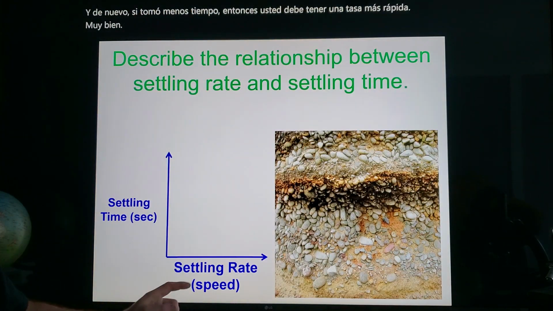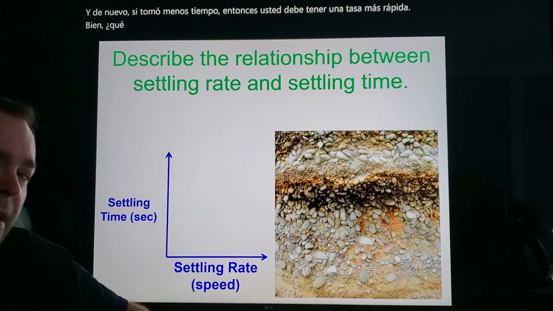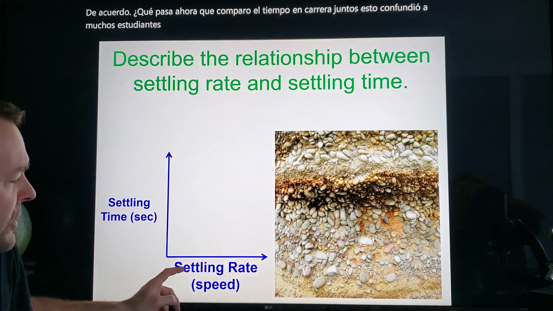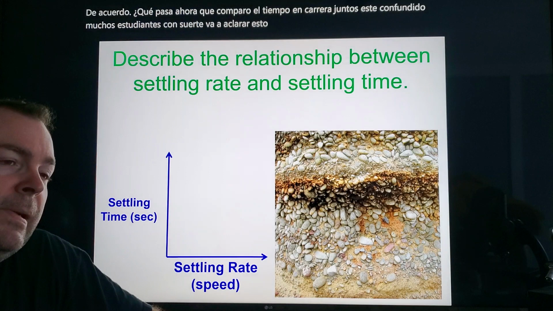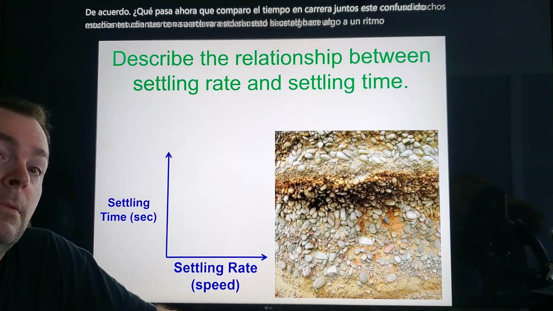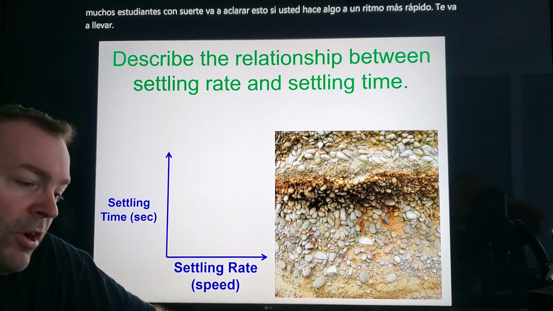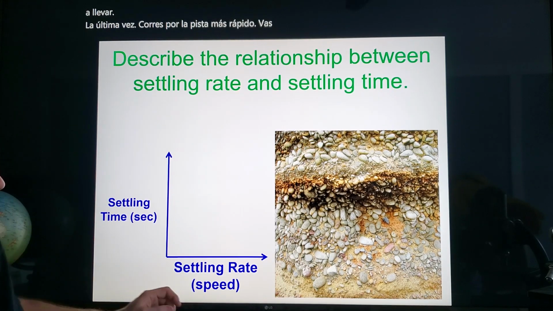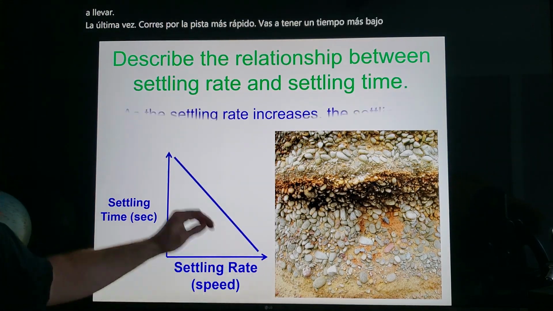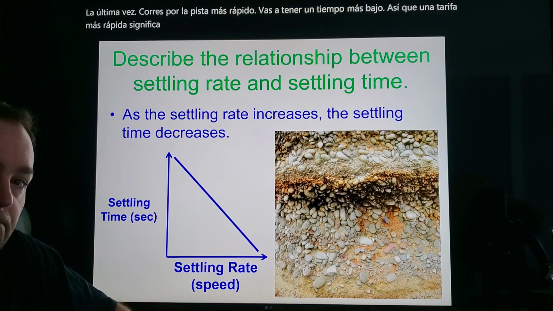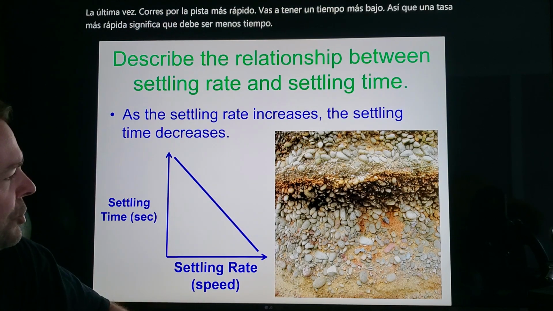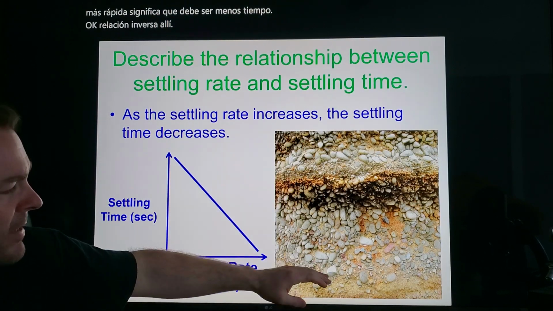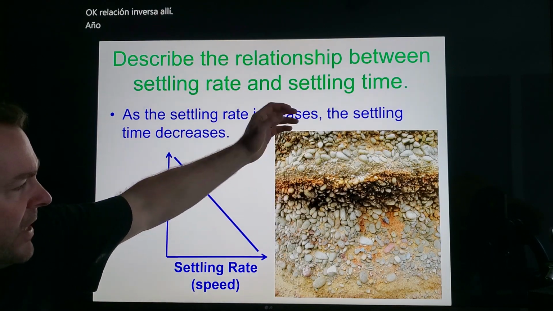Okay. What about now if I compare time and rate together? This confuses a lot of students. Hopefully we'll clear this up. If you do something at a quicker rate, it's going to take you less time, right? If you run around the track faster, you're going to have a lower time. So a quicker rate means it must be less time. Okay, inverse relationship there.